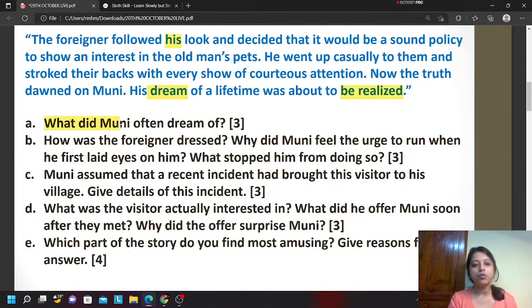So first question, what did Muni often dream of? Now the hint that I will give you over here is, I will tell you the page number. You will give me the answer. I'm not going to see when I'm teaching in the live classes, then I teach. But here you have to attempt the answers. I can tell you the page number. It is page number 65. Those who have this as your topic in your exams, you can open page number 65. The answer is there, and then try to find out where the answer is. Page number 65. What did Muni often dream of?